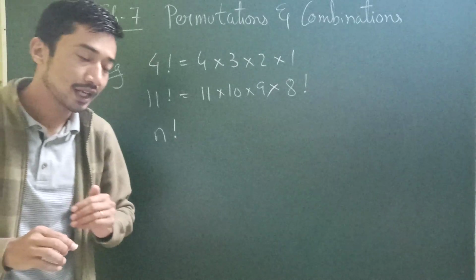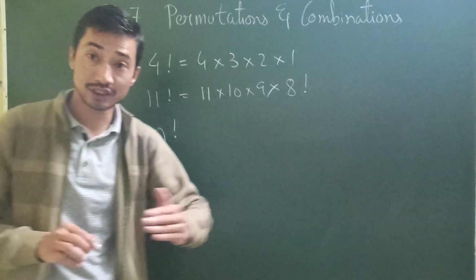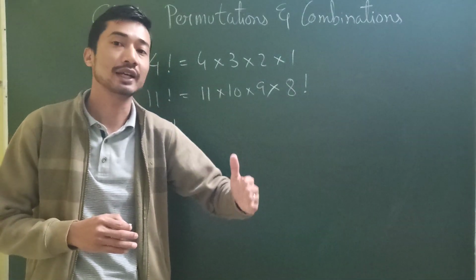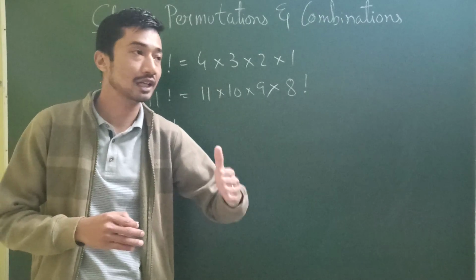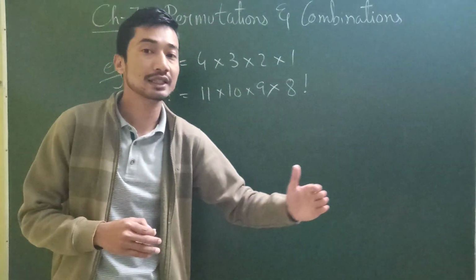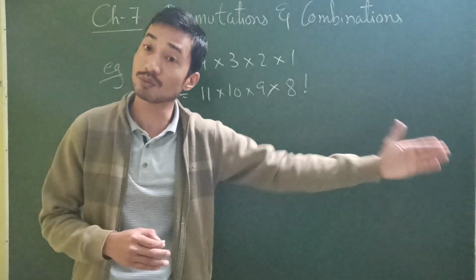That means I have to expand this n factorial in the descending order, isn't it? Because we have to reduce, right? 10 factorial means 10, 9, 8, that is 10 minus 1, 9, 9 minus 1, 8, 8 minus 1. No, we have to go on reducing serially till the last natural number. So 10, 9, 8, 7, 6, 5, 4, 3, 2, 1.